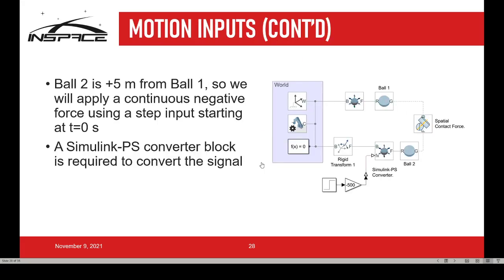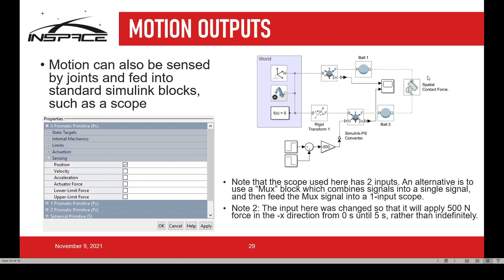Okay. Motion outputs. Just like we had the input set up here, you can also set up outputs. So I only sense position, but you could sense velocity, acceleration, actuator force, all that stuff. And I have them coming out of both these joints here with the PS to Simulink converters into a single scope. The scope has 2 inputs. Like I said before, there's a block called mux, which combines signals into a single signal. But this is just as fine.